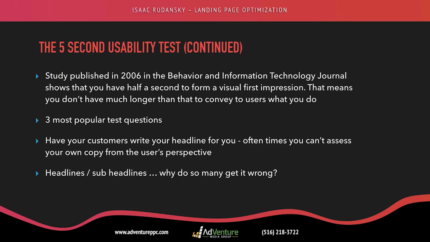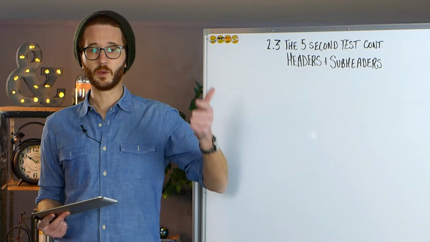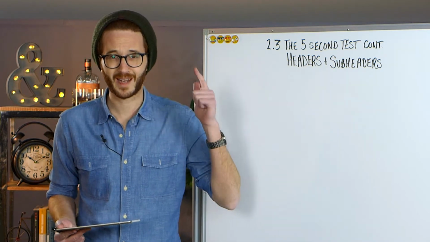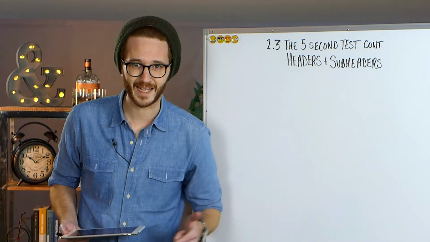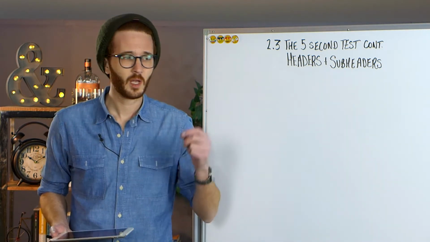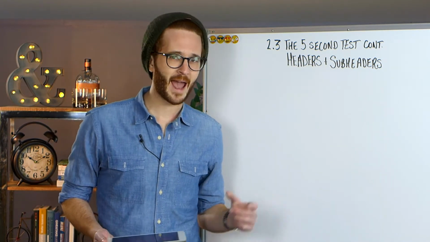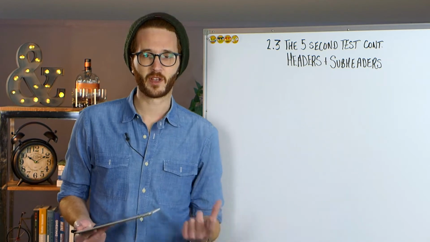Give users a chance to understand what it is that you sell. The 3 most popular test questions for the 5-second test, if you remember, were: 1, what is the name of the company? 2, what does the company sell? That's really the most important question in a 5-second test. If you're just going to ask one question, that's the question you want to ask. What do you sell? And 3, a little more subtle, what value do you provide to your customers? Besides the actual product or service, what benefit comes out of it?